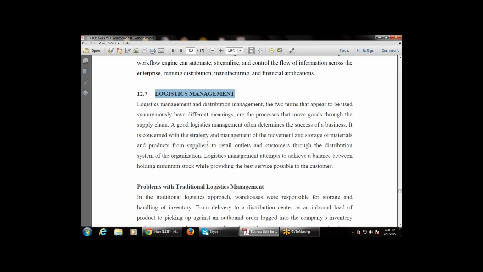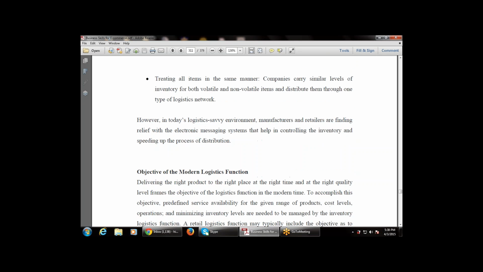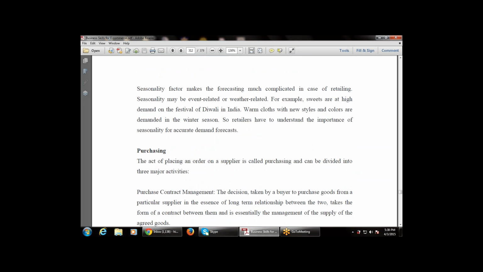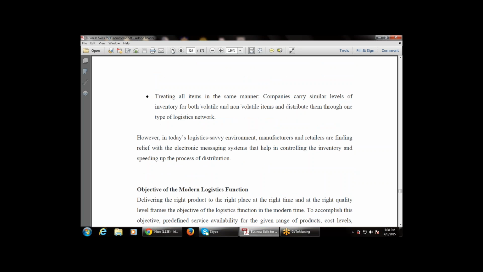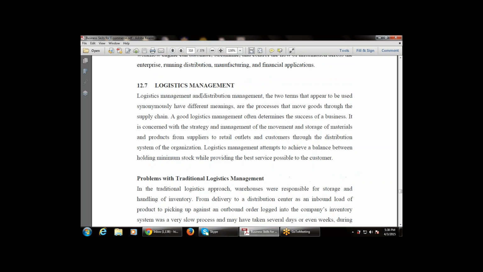Now the next topic is logistic management, that is how to manage the logistics. Logistic management and distribution management are two terms that appear to be used synonymously, that is, they can be used either way. These are the processes that move the goods through the supply chain. So this management will help to move the processes through the supply chain.